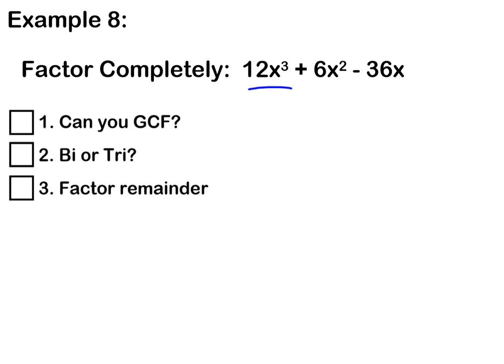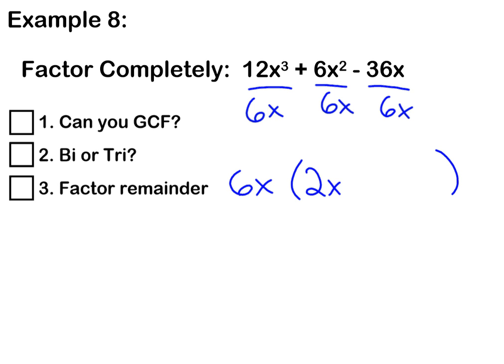Okay, on this one, I'm looking for something I can take out of all of them. In this case, it's going to be a 6x. I write my greatest common factor, and my remainder is going to be 2x squared plus x, you can put the 1 in front if you want to, minus 6. I check to see whether or not it's a binomial or a trinomial. This one's a trinomial, so I know I'm going to use master product.